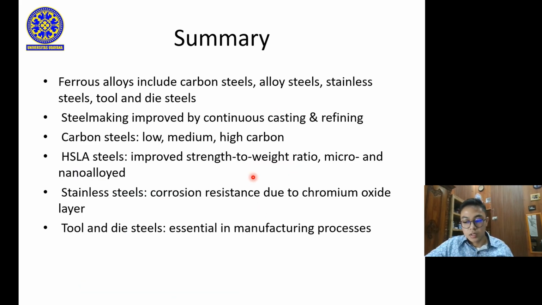To summarize, ferrous metals and alloys remain the backbone of modern industry. Carbon, alloy, stainless, and tool steels serve specific purposes. Continuous casting and refining have improved steel quality and reduced costs. The HSLA and ultra high strength steels improve the strength to weight ratio for cars and structures. Stainless steels provide corrosion resistance, while tool steels make manufacturing possible. Together, these materials continue to support innovation in engineering and technology.